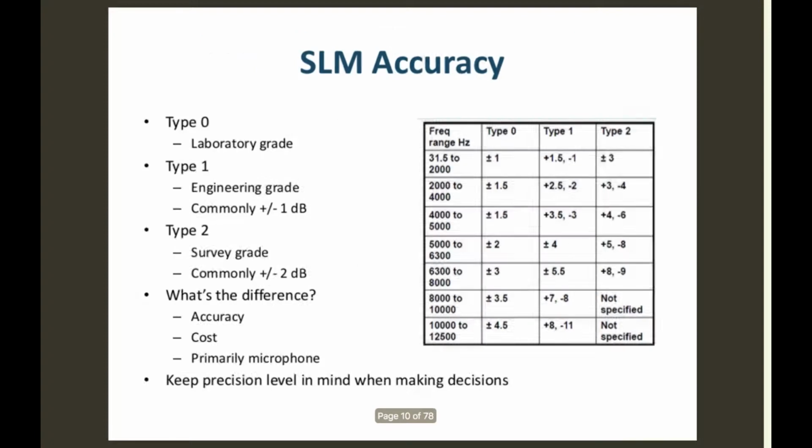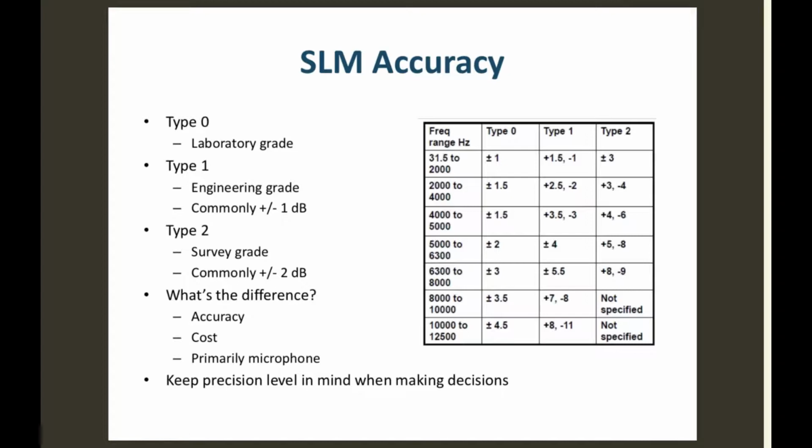Cost and performance vary with type, of course. Basically the difference is really the accuracy of the various devices. Survey grade Type 2 is the least expensive. Engineering grade Type 1, and you'd see them in the field quite a bit. Type 0, you'd almost never see in the field.